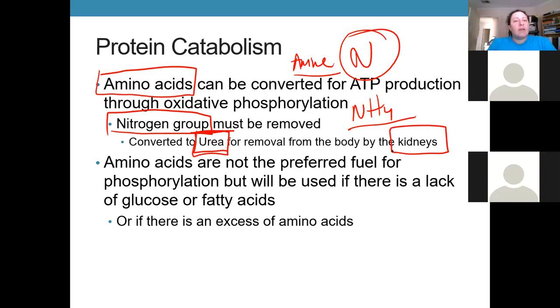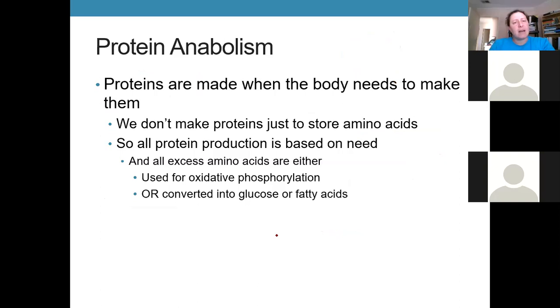So typically we use amino acids when we don't have enough glucose or fatty acids to run through for ATP, or if we have so many extra amino acids that we've got to do something with them. Because when we look at protein anabolism, we see that we only make proteins, we only assemble bunches of amino acids together when we need a particular protein. So we don't store amino acids, we have no storage form. Glycogen is the storage form of carbohydrates, but we don't have a storage form for proteins.